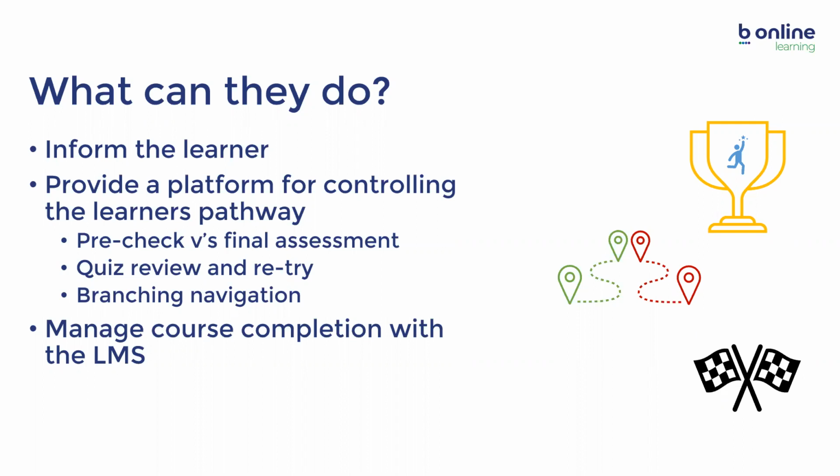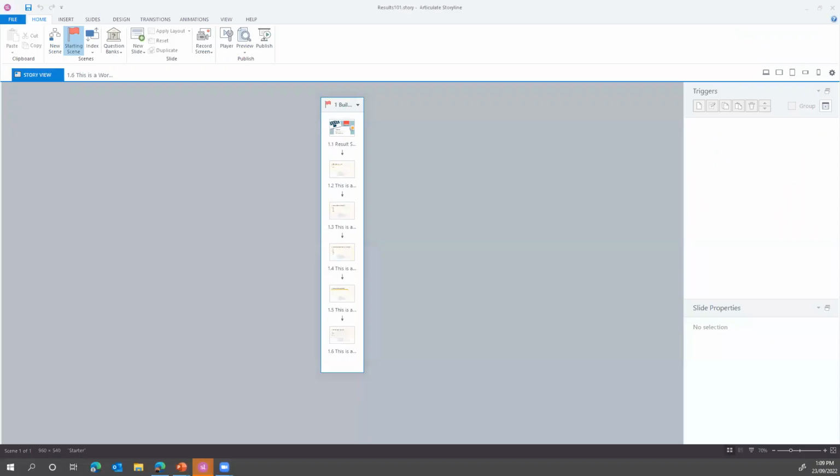So let's go ahead now and have a look at some results slides and how they work and what they can do. And then we'll also have a look at some different design ideas around those as well. And where I wanted to start with this is basically just go to sort of results slides 101. What do you do to add a result slide and the different features and functions there?